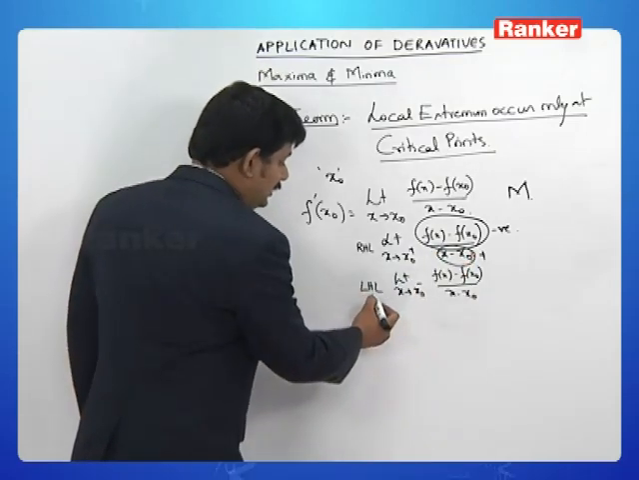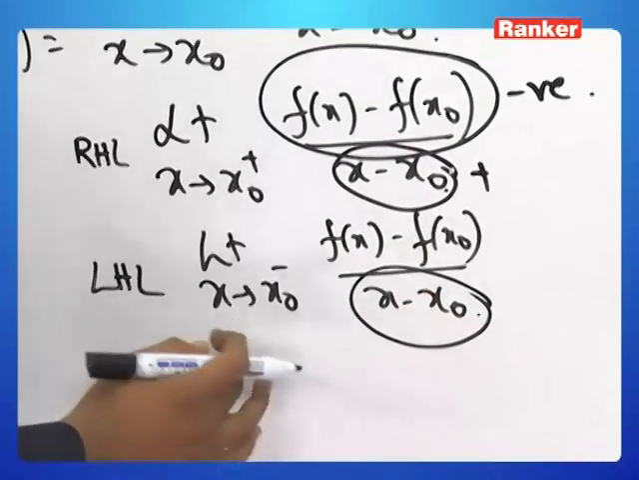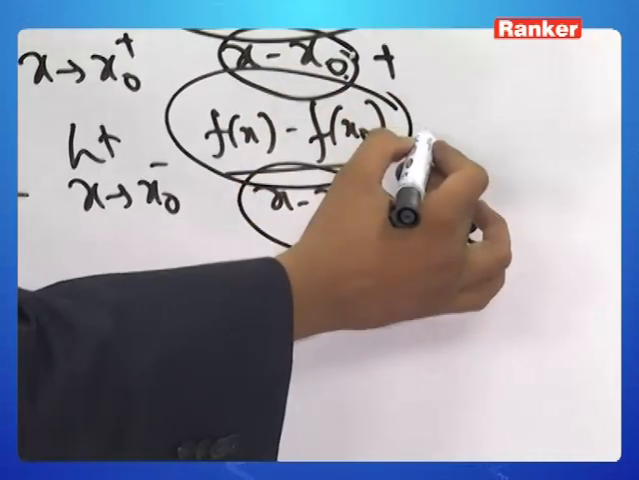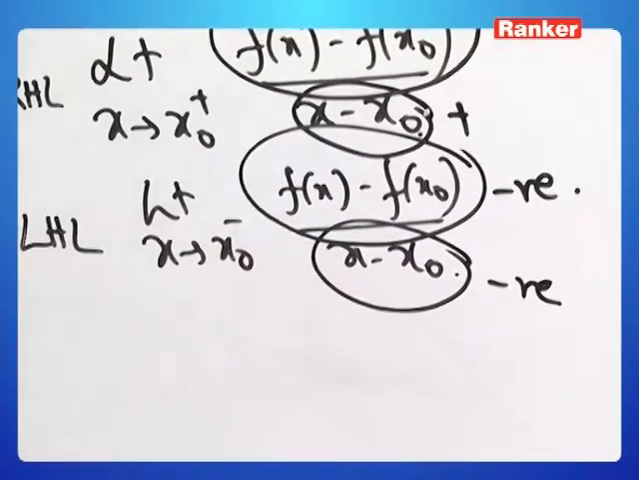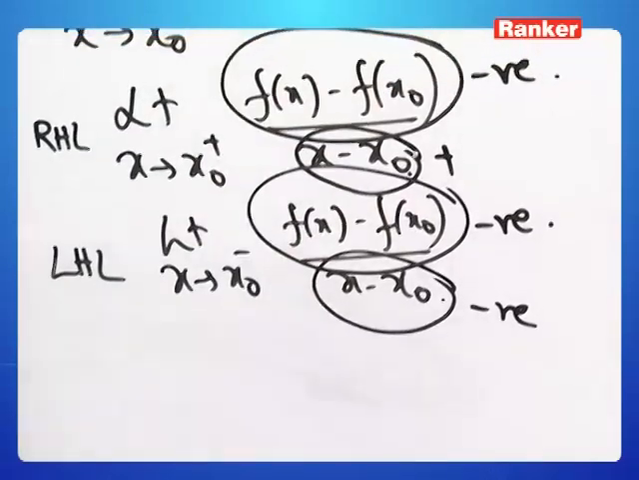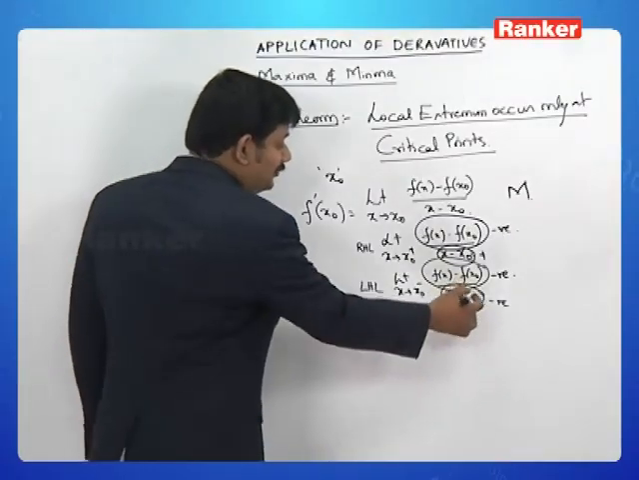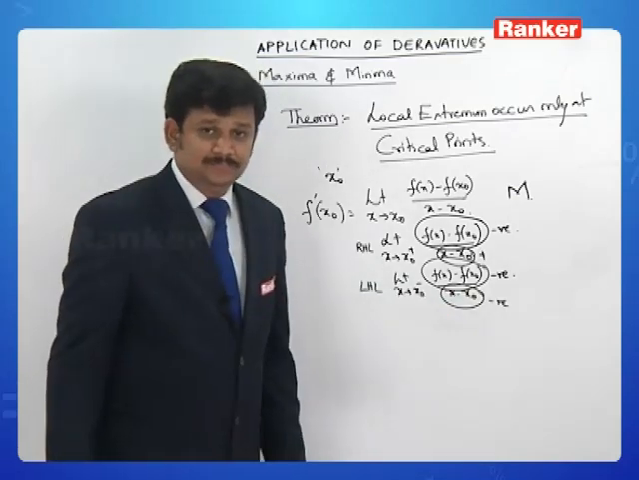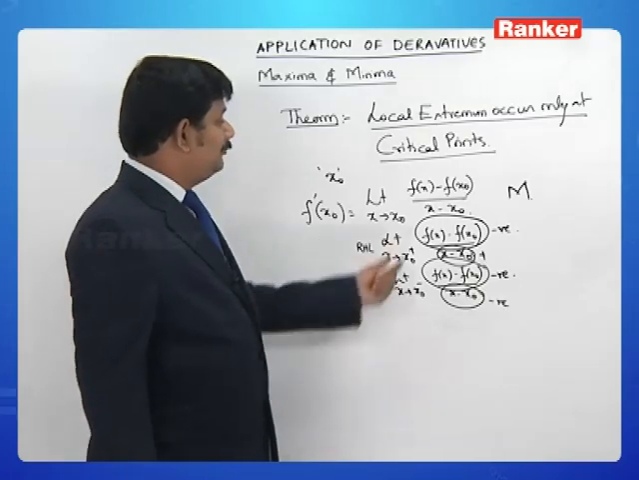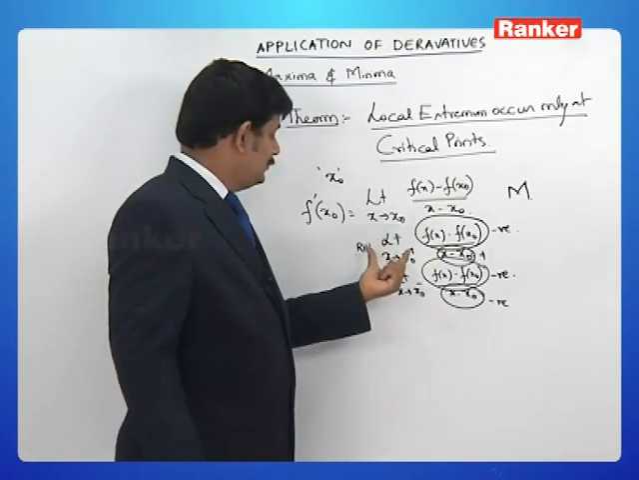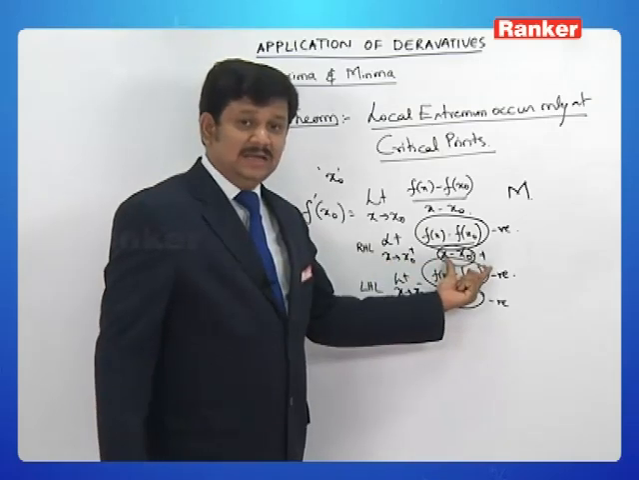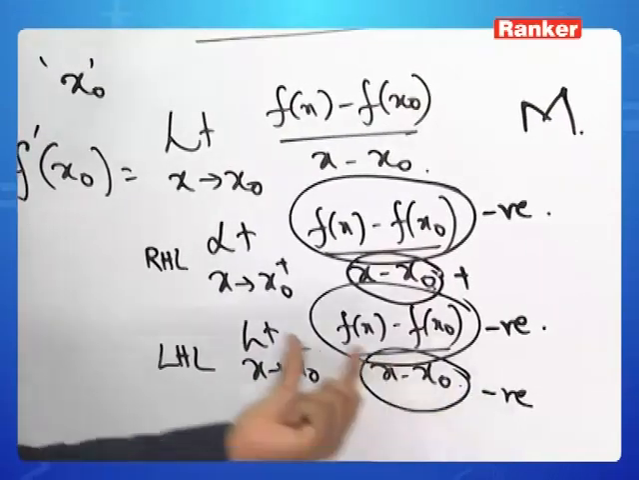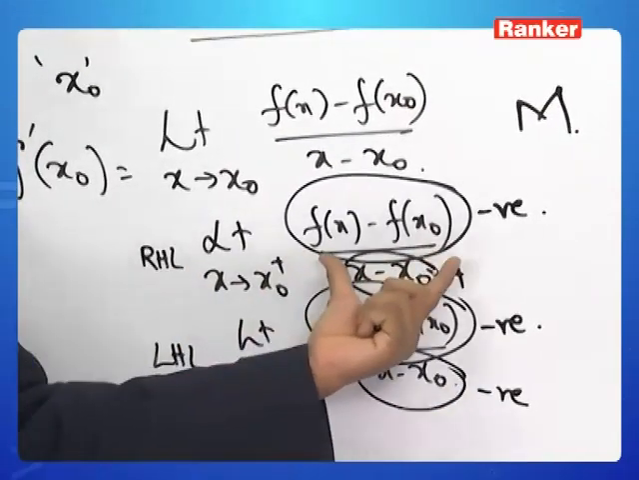And let us look at the left hand limit. x minus x naught, x is smaller than x naught, so the denominator is negative, and the numerator is also negative because f of x has to be less than f of x naught for a maxima. So the numerator is negative, the denominator is negative, the ratio is positive. We are evaluating the limit of a positive function. Now if at all we have a maxima at x naught, the right hand limit is the limit of a negative function, and the left hand limit is the limit of a positive function.